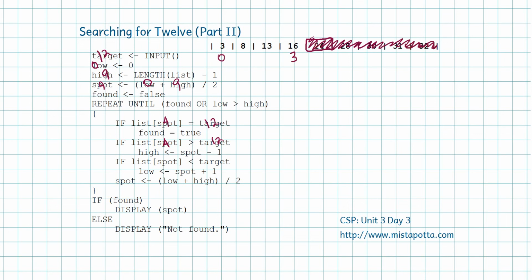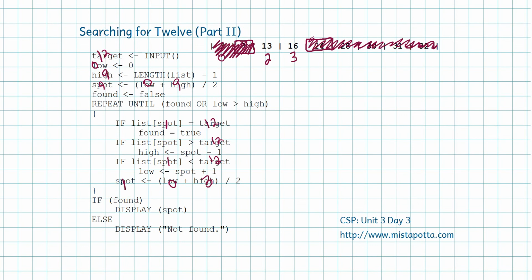So now, once I know that high is 3, I'm going to be doing 0 plus 3, which is 3, divided by 2 is 1. And so now I'm going to be looking at box 1. So is box 1 a 12? Well, no, it's not a 12. And this is the situation where what's in box 1 is less than my target. So low is going to be spot plus 1, which means low is now 2. It's nowhere on this side of my graph.